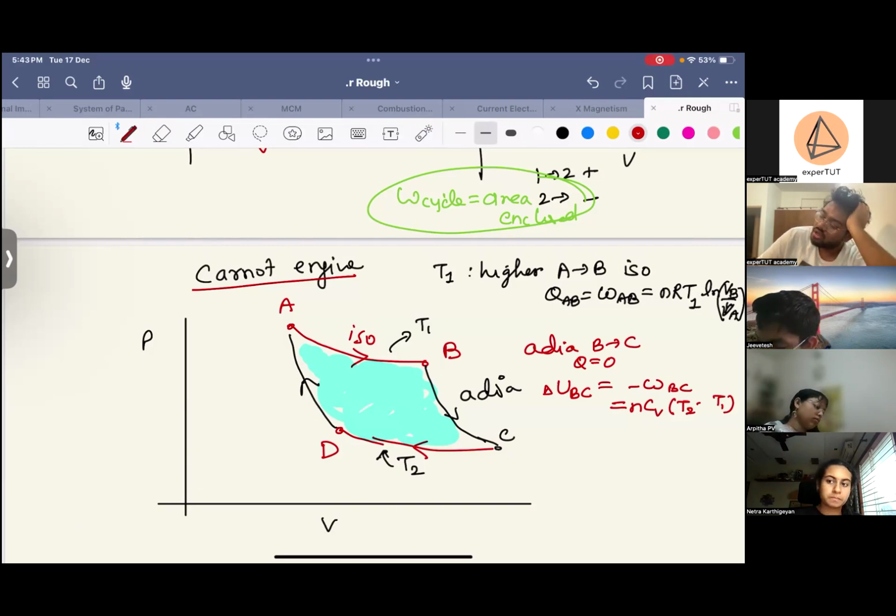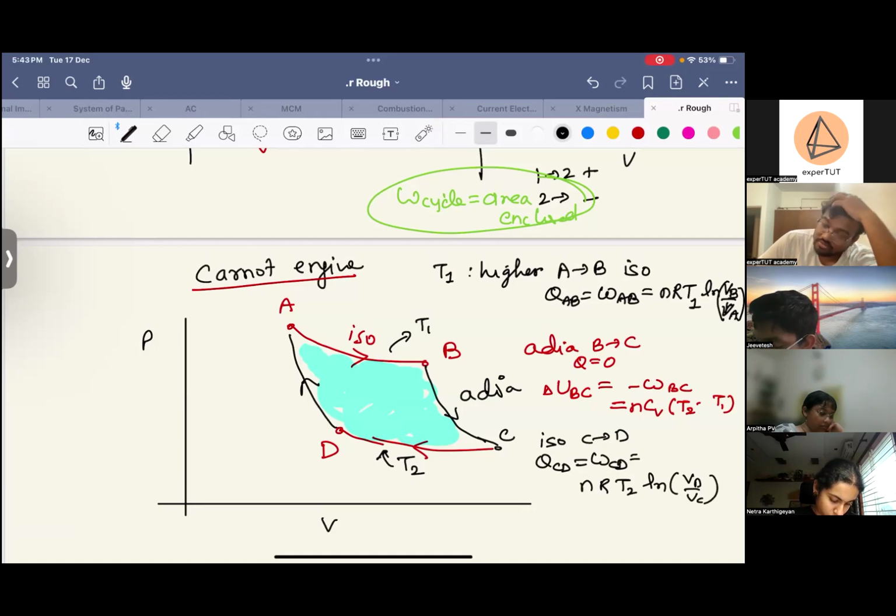Okay. Next process, which is the isothermal from C to D. It's an isothermal compression. So again, Q_CD is equal to W_CD is equal to nRT2 ln(VD/VC).